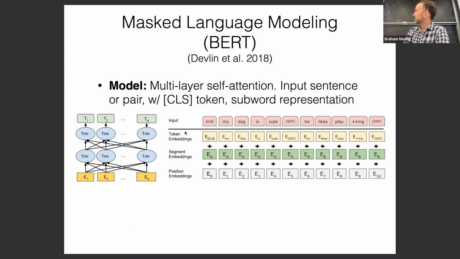The input to the transformer model is basically token embeddings, where you have an embedding for each token, like I talked about before. We also have positional embeddings, like I talked about last class. So we have position 0, 1, 2, 3, 4, 5, 6, 7, et cetera. And in addition, BERT also adds segment embeddings. This indicates segment A and segment B, which allows it to process pairs of sentences.